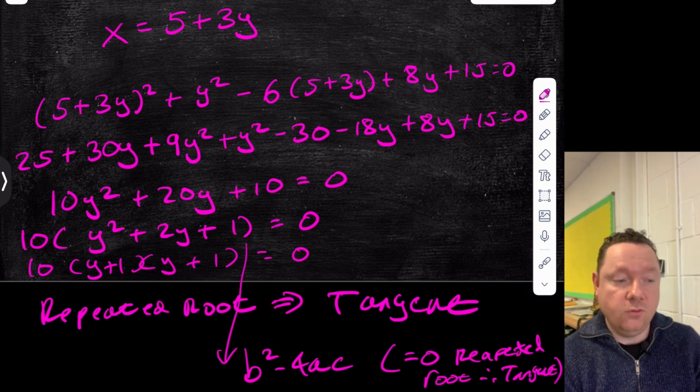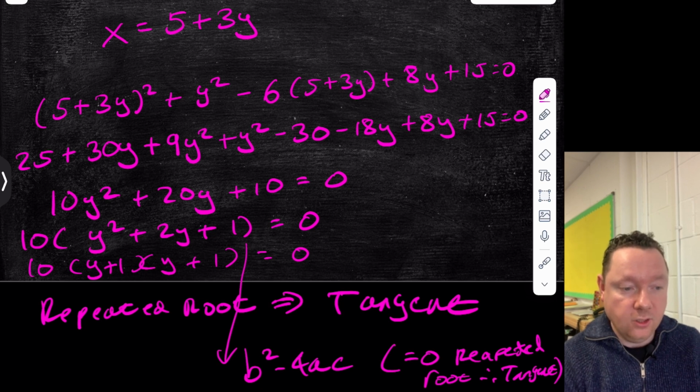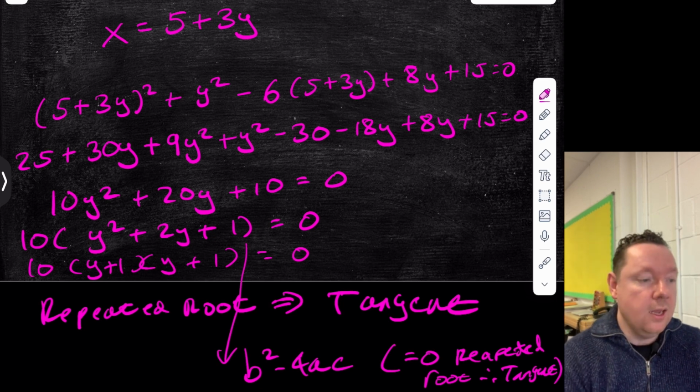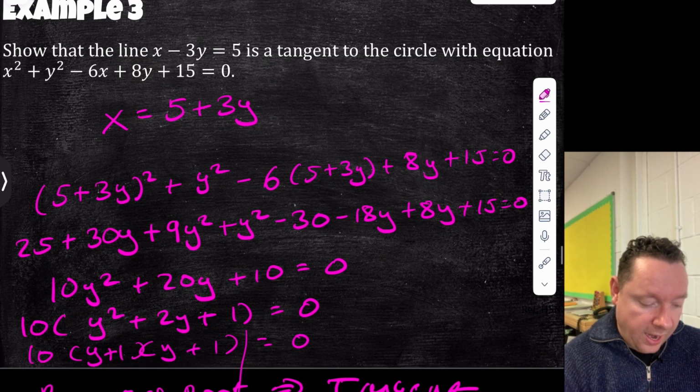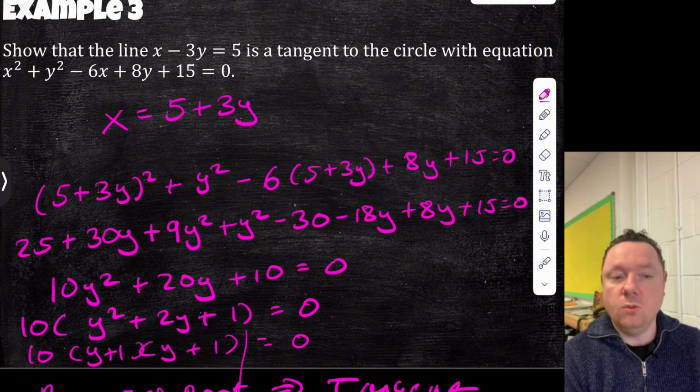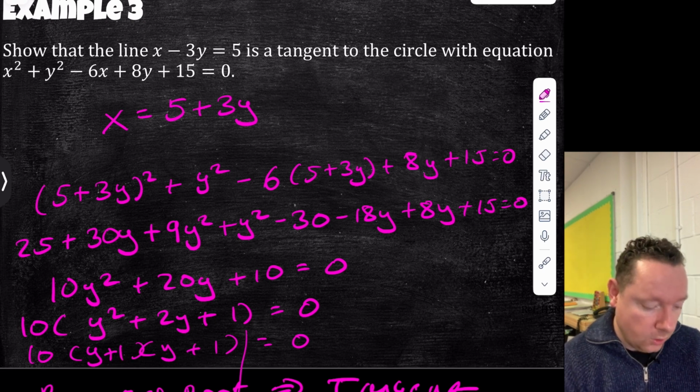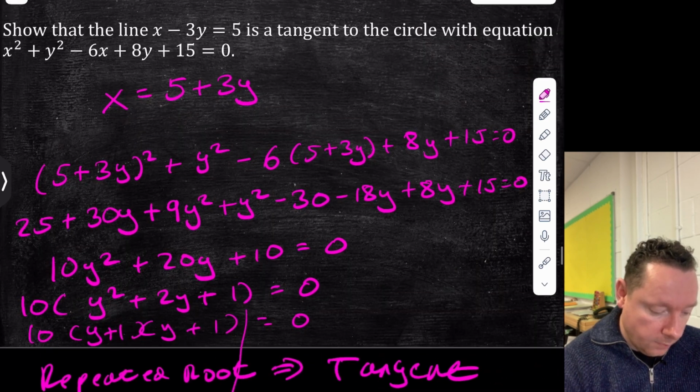So that's the other way you could do this question. Check b squared minus 4ac at that point, and if you get 0, you can just say therefore it's a tangent. Now, if I asked you to find the point, you would say that y is minus 1 and then sub it in. So x is 5 minus 3, which is 2. So you get 2, minus 1 as a point. But it didn't ask you for that in this question. Or did it? No, it didn't. But let's just do it anyway.